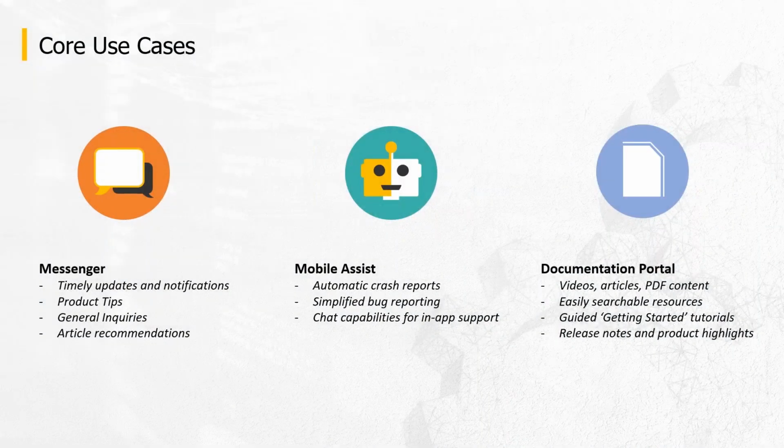Now to dive into some functionality. The 3 core use cases can further be broken down, with the Messenger providing timely updates and notifications, product tips, general inquiries, and article recommendations. Mobile Assist also has the ability to automatically report crashes, helping our development team be proactive and ensure that the apps run as efficiently as possible at all times. It's also made bug reporting incredibly easy, and we'll show an example of this later on in the presentation. And it even has embedded chat capabilities as well.